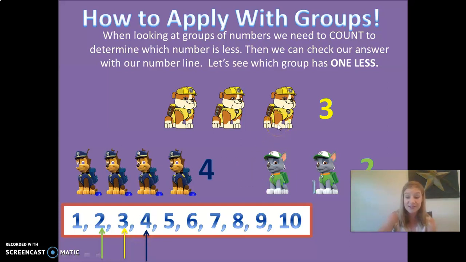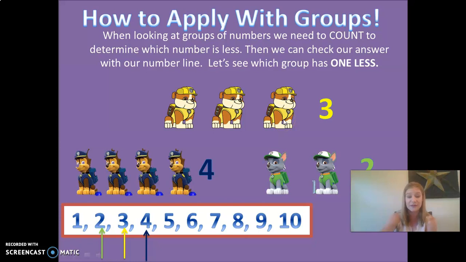So again, just like we did before, if we're looking at Rebel's group right here, number 3, we want the number that's going to come right before 3. So before means it'll be on this side of the number 3 or to the left. I can tell by looking at 3 that the number that's right next to it, 1 before or 1 to the left of 3, is 2, which tells me that Rocky's group has 2, or 1 less than 3.